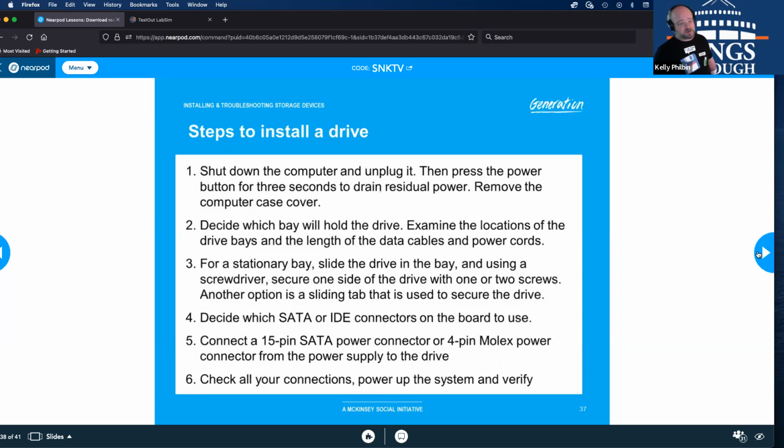Figure out which bay you want to put it in. Are you replacing a drive that's already in there? Are you adding a new one? Figure out which bay you're going to put it in and examine the location. Make sure that everything works, the data cords reach, and the size of the drive you're putting in fits.